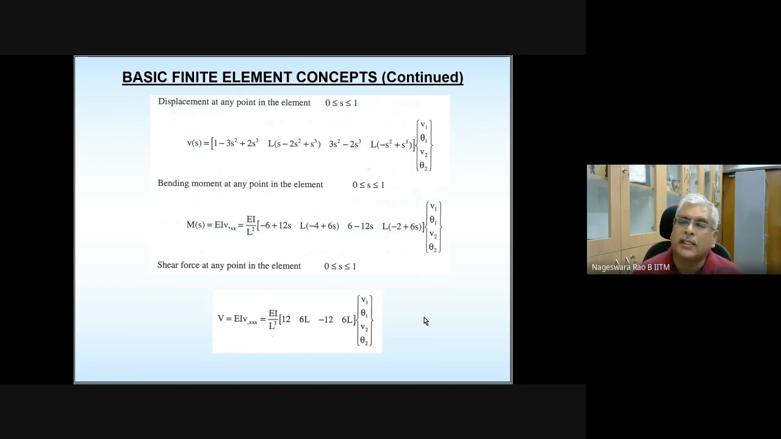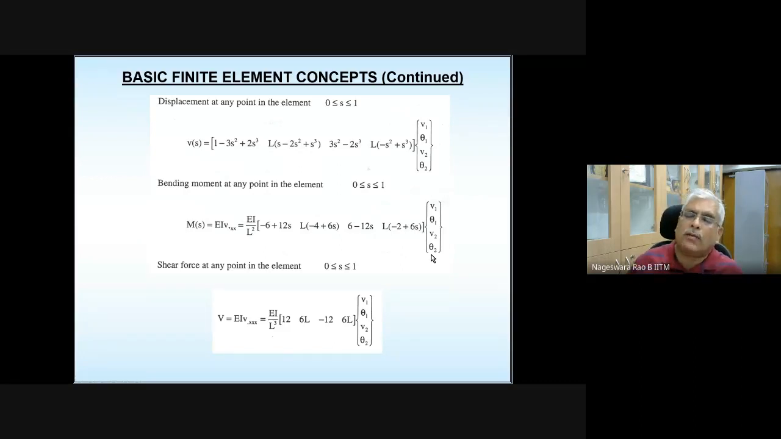If bending moment variation is quadratic, for example a simply supported beam with distributed load, bending moment is quadratic. Then this two node element is going to have some problem. It will not be able to give you the exact value for bending moment. Similarly, for a simply supported beam with distributed load, shear force is not going to be constant, so this element is not going to give you exact results for shear force. Okay. So please take a note of these equations.